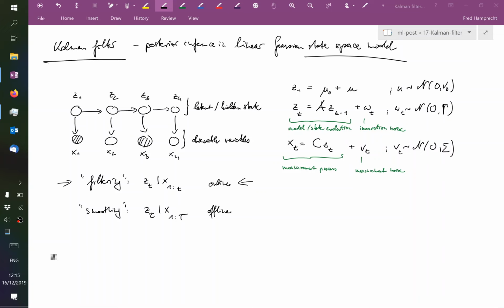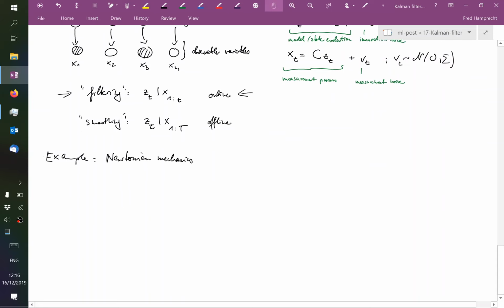All right. I want to start by giving a concrete example of Newtonian mechanics or ballistics, or however you want to call it. So this is what you need if you try and estimate the trajectory, let's say, of the satellite that you're trying to shoot up. So example, Newtonian mechanics.